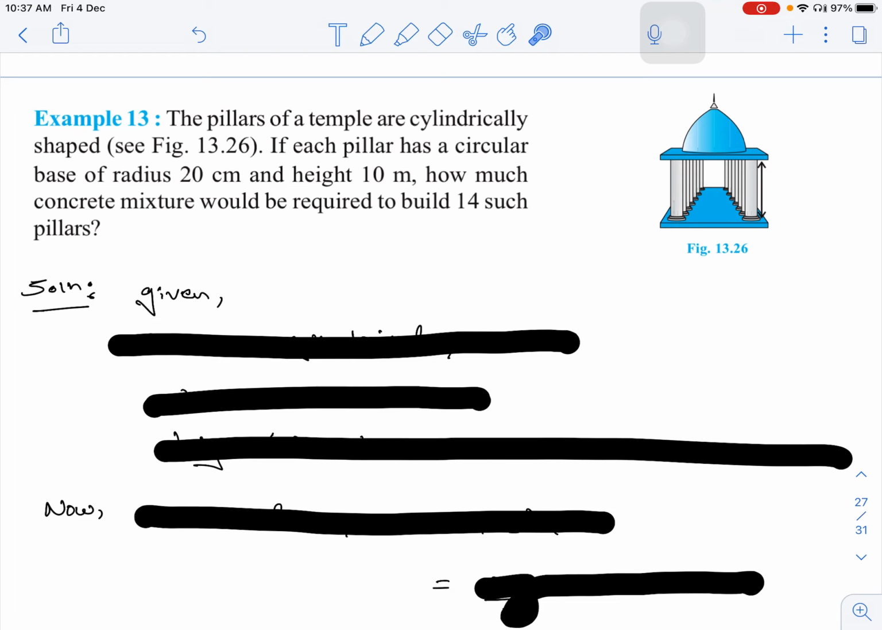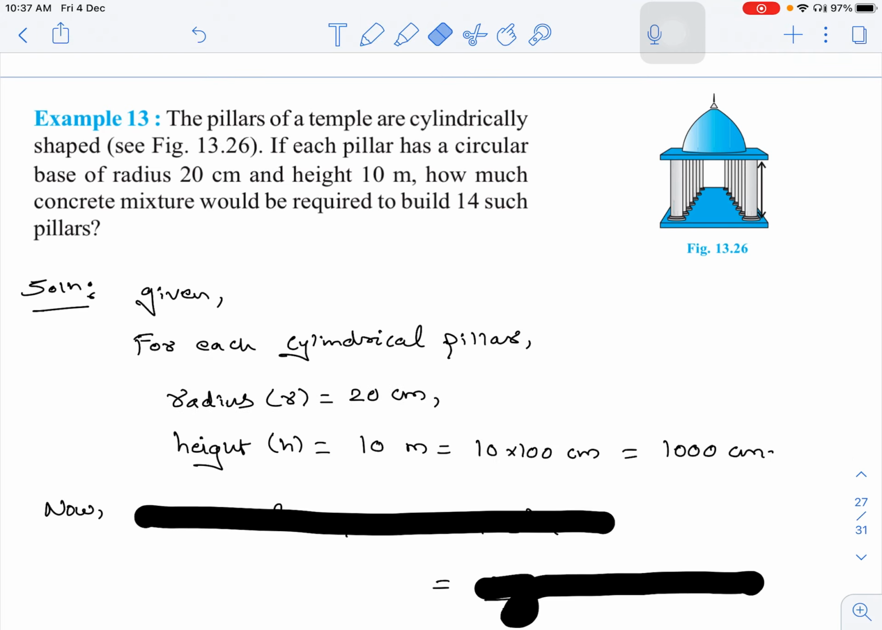Now for that we have to find the volume of one pillar. For this one pillar we are given the dimensions, radius and height, and this much is enough to know its volume. Given, for each cylindrical pillar, radius equals 20 centimeter, height equals 10 meter. Now remember that one dimension is given in centimeter and another in meter. Both should have the same unit, so we will convert this meter into centimeter.